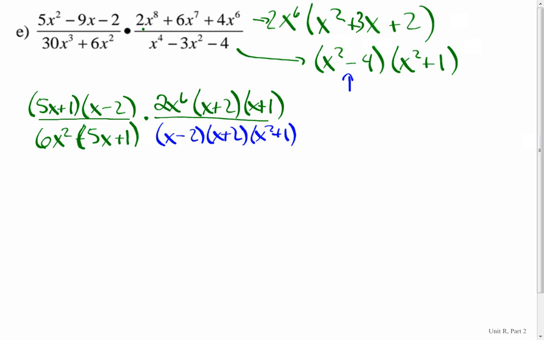And then at this point, it just divides stuff out. The 5x plus 1s are going to go away. See ya. X minus 2 is going to go away. X plus 2 is going to go away. I'm going to write this down intermediately here because we're going to chat through a couple things that I've noticed and many of you guys are missing.